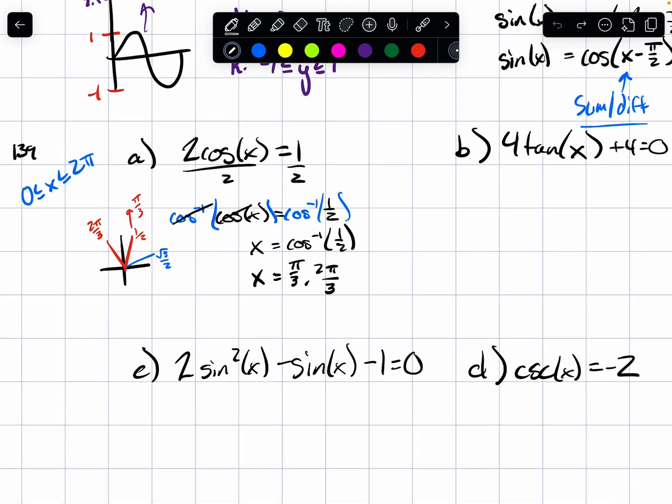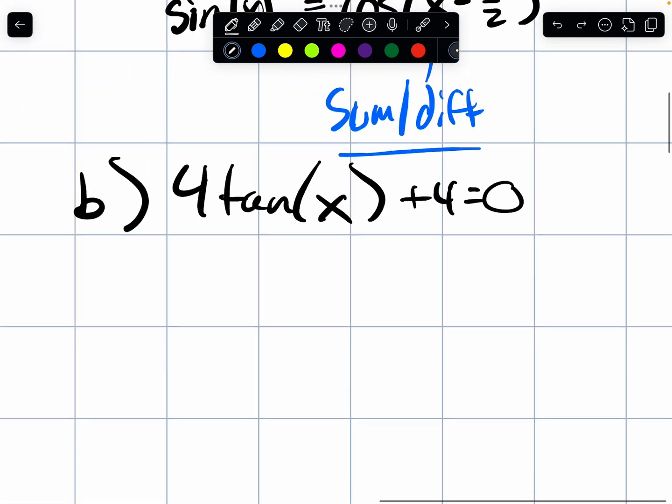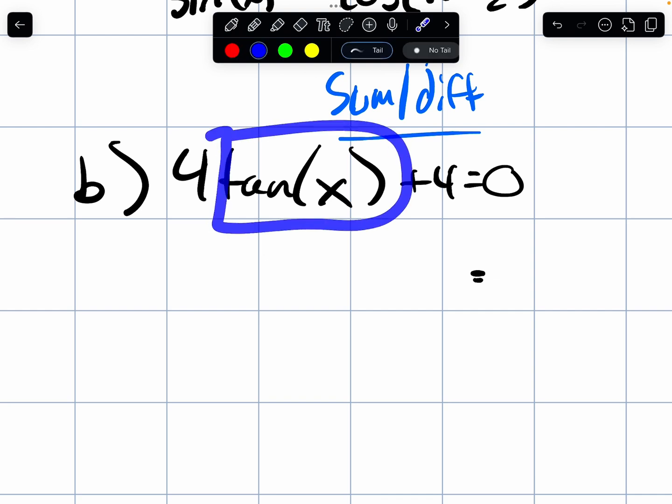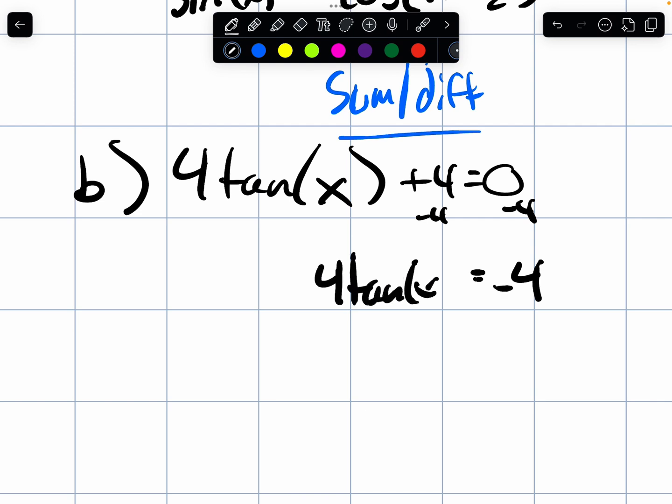Stuff like this is going to be a little bit trickier, but let's look at the tangent one first. So once again, I'm doing the same thing. I need to get my tangent by itself. So I'm going to subtract 4 on both sides. So I'll get -4 is equal to 4 tangent of x, and then divide by 4 on both sides, and -4 divided by 4 is -1. So tangent of x equals -1.